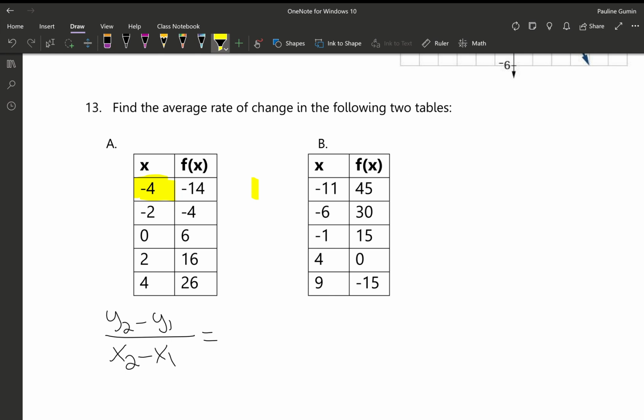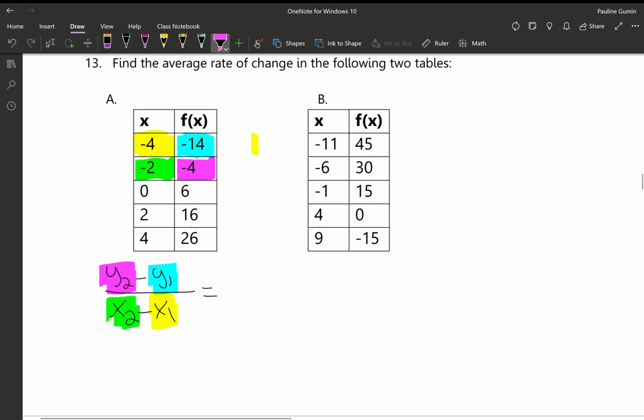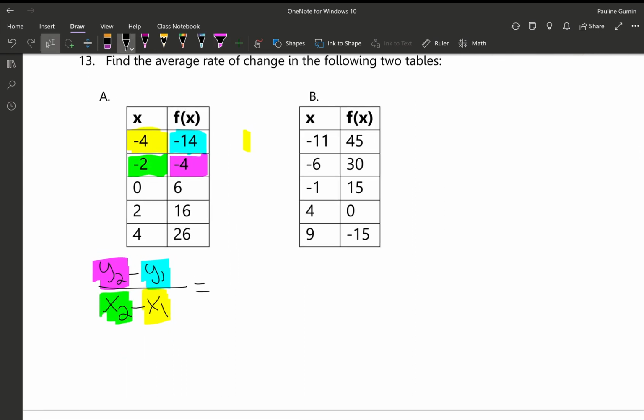This is my first x, so that's going to be x1. This is my second x. That's going to be x2. This is my first y. That's going to be y1. This is my second y. That's going to be y2. Let's plug everything in. All right, so I have negative 4 minus negative 14 over negative 2 minus negative 4.